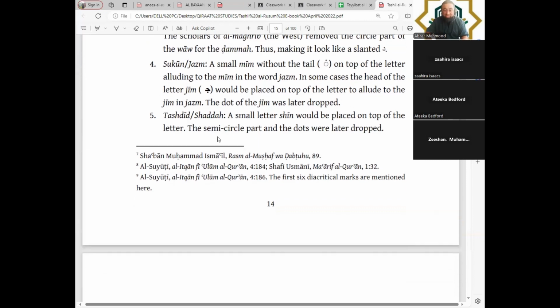Tashdeed and shadda, another one. You've got the semicircle of the sheen. So you've got 2 semicircles and then you've got a big semicircle. But the 2 semicircles was used for tashdeed. Yeah, but the big part was later taken off. So in some of the mushafs, you see the tashdeed, or what one of my teachers used to call WD-40. So WD-40 was almost like a super glue application. You would put that on and it would stick hard.